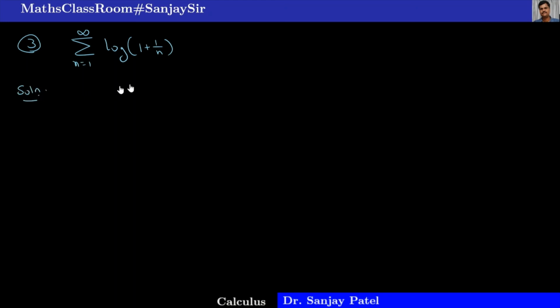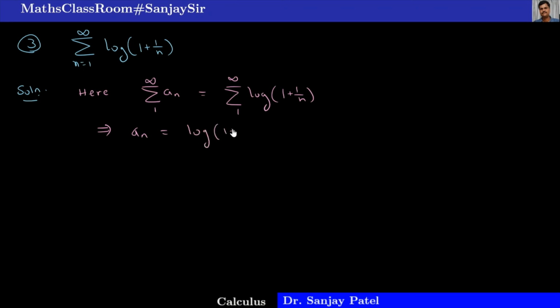Okay, so here sigma n is equal to 1 to infinity is sigma log of 1 plus 1 by n, 1 to infinity. So that means the nth term an of the original sequence is log of 1 plus 1 by n. Okay, I want to find Sn to discuss the convergence, and Sn means a1 plus a2 plus a3 up to an.